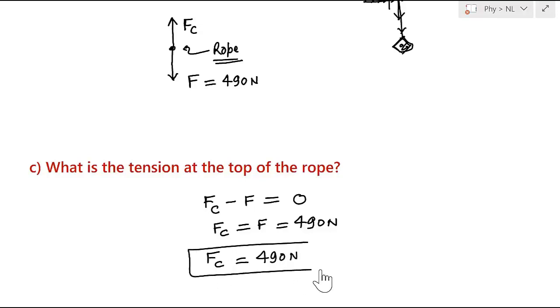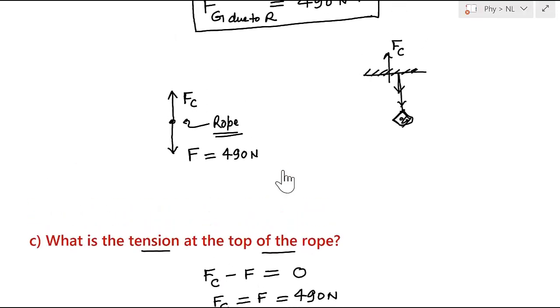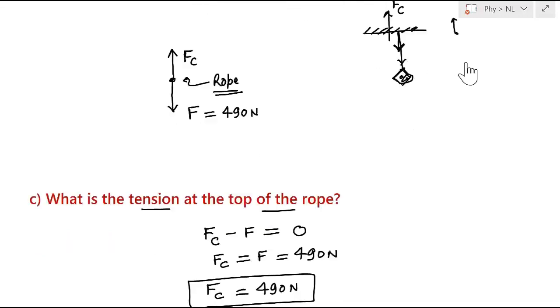And what is the direction? So what is the tension at the top of the rope? The tension magnitude is 490 Newton, and this is trying to pull in the downward direction and the ceiling is trying to pull in the upward direction. So at the top point, this is the force that is acting on the thread or on the rope.